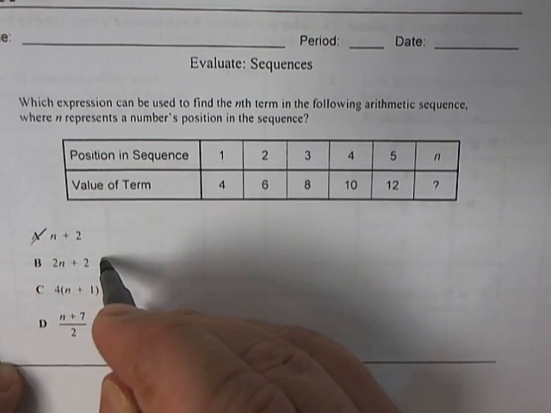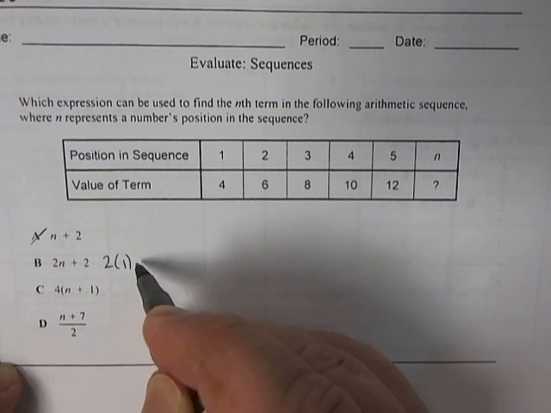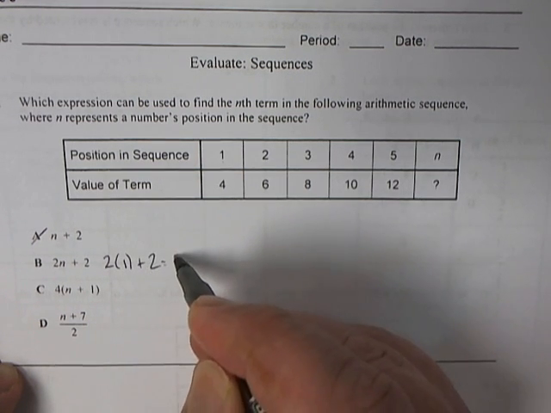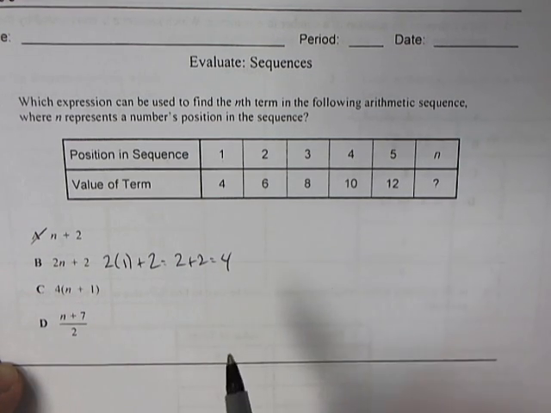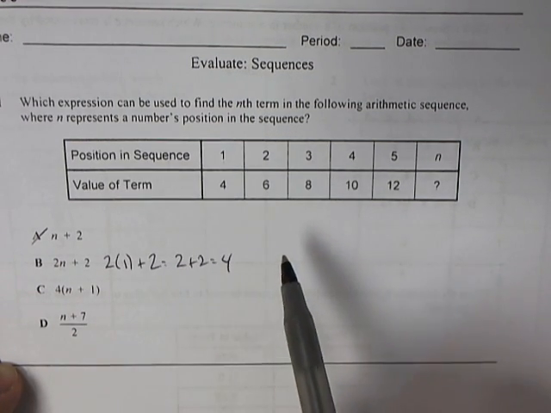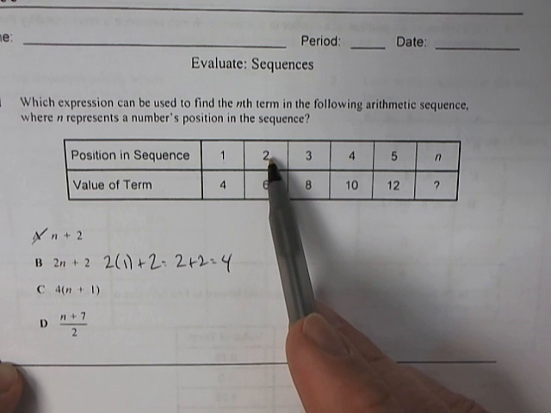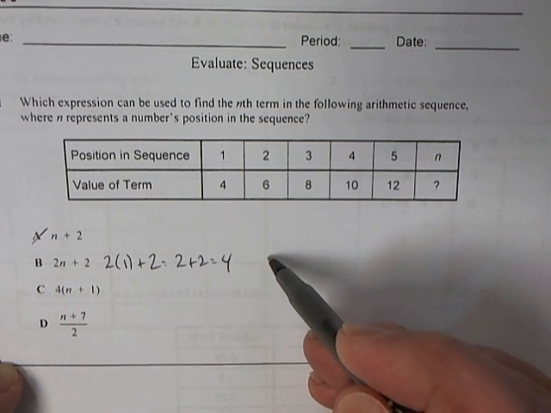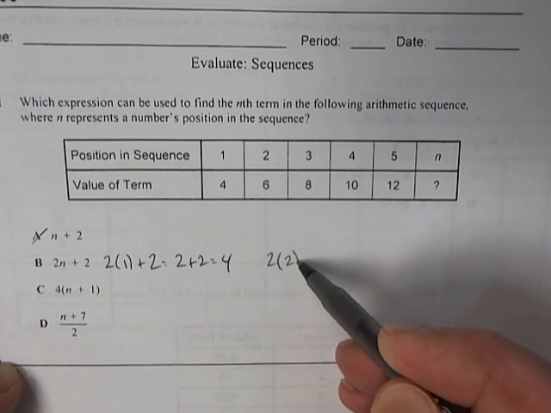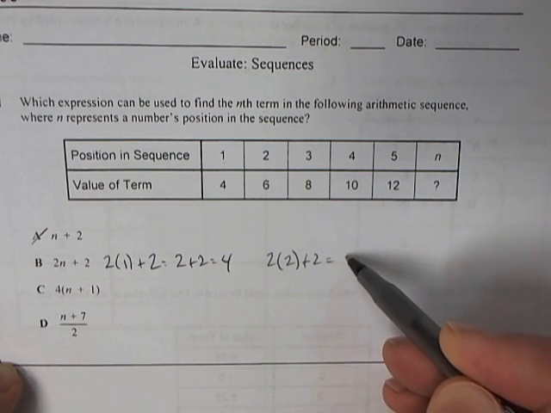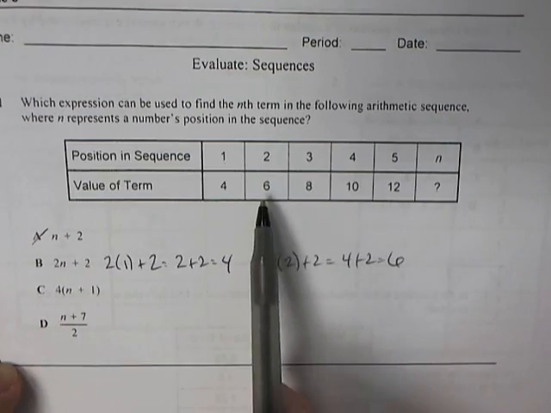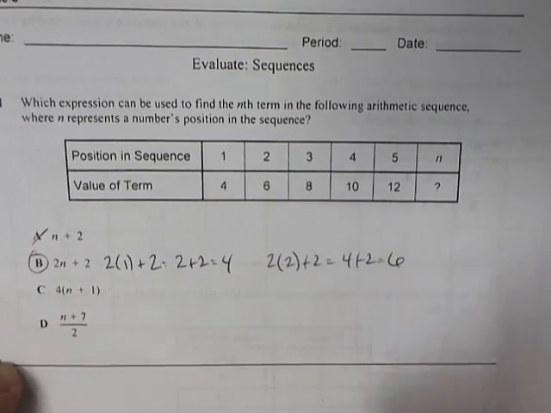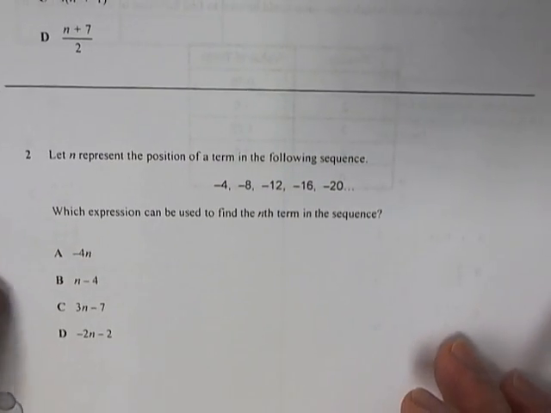Let's do answer choice B. 2 times position 1 plus 2 equals 2 plus 2, which equals 4. So B may be the correct answer. Let's substitute a different position number into the rule. Let's substitute position 2. So 2 times position 2 plus 2 equals 4 plus 2, which is 6. And that's the term value that we're looking for in position 2. So the correct answer is B.